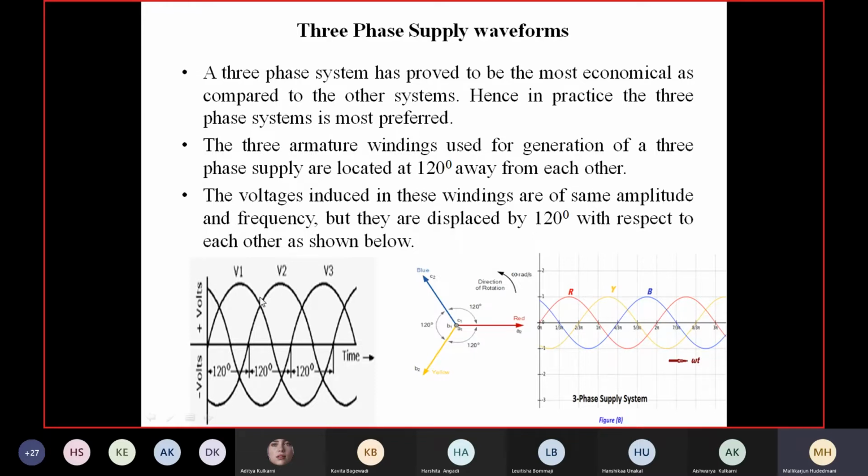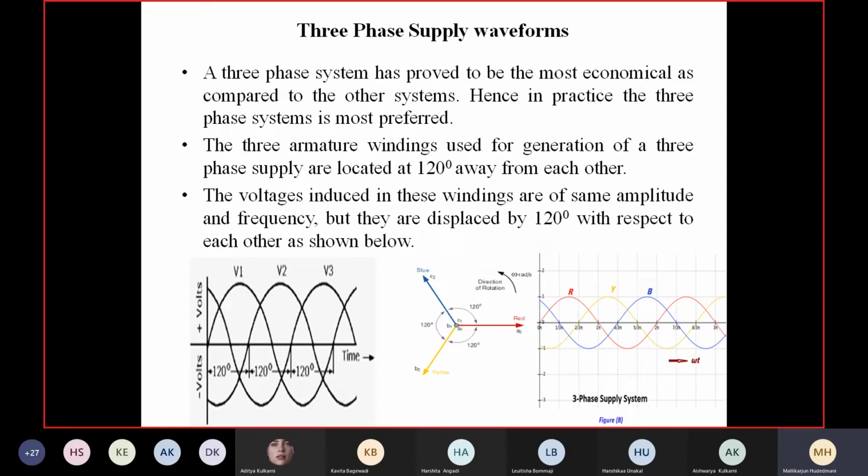Then second is Y. Y gets its peak second, and the third wave gets its peak third. The peak head you can see, R group first, Y group second, B group third. So phase sequence is called RYB. So what is the meaning of that? It is the order in which peak of a respective wave appear.